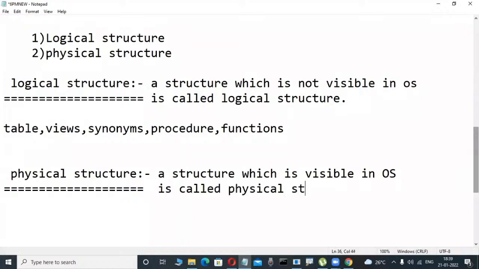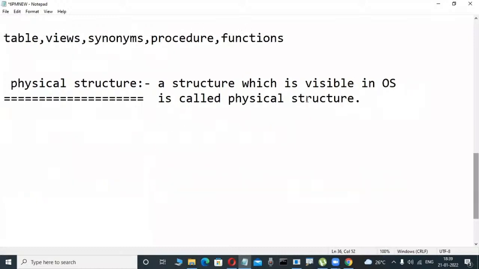Who are the persons working in this physical structure? Observe it here, it's a big concept. I'm telling only the definition side, because today I'm explaining what a database is and which definition is correct. A structure which is visible in the operating system is called a physical structure.